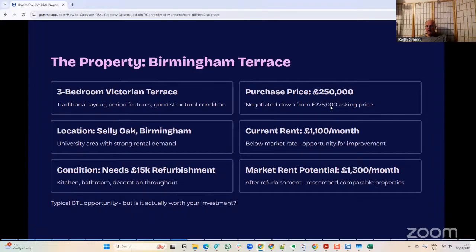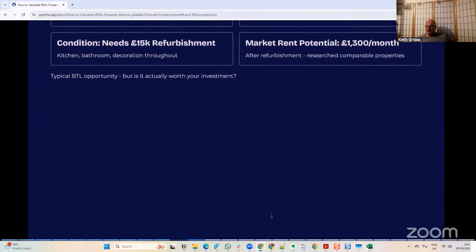Okay, so let's say it was on the market for 275 and we managed to negotiate them down to 250. And let's say the current rent at the moment in its bad unrefurbished condition is 1,100 a month. But we think by refurbishing it, we'll be able to increase the rent to 1,300. And we've done some research on that on Rightmove, looking at comparable properties.